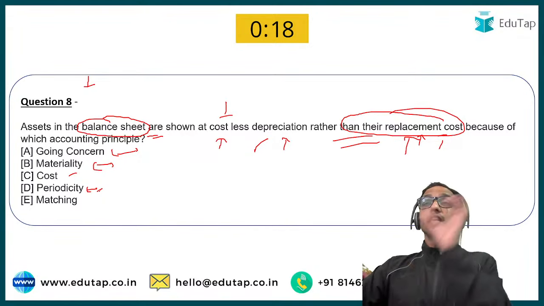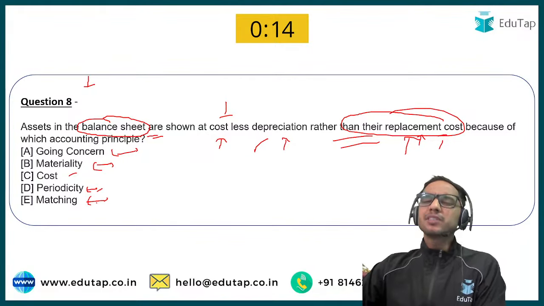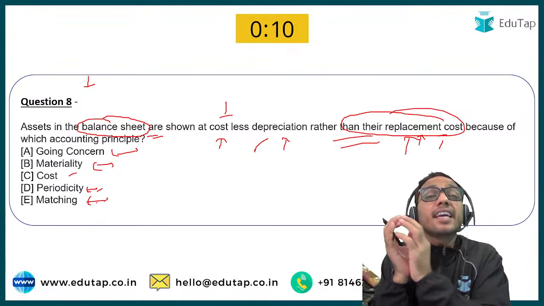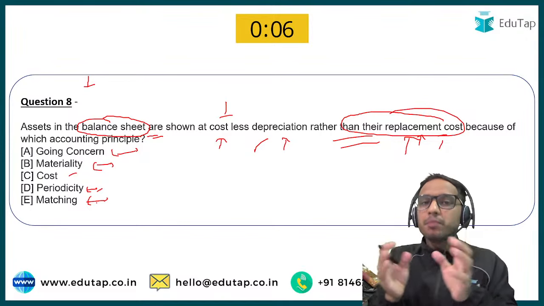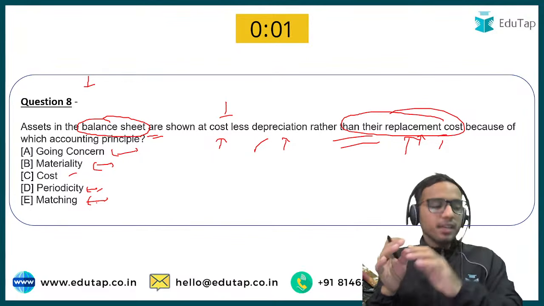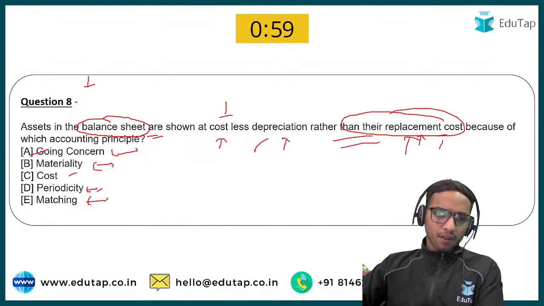Periodicity talks about the accounting period for which accounting transactions must be done. Matching principle says whatever revenue you have generated in a particular accounting period, the expenses related to those revenues must be matched and must be recorded in this particular accounting period only. So this is what your matching principle is. Now the correct option would be going concern. I have told you why as well.